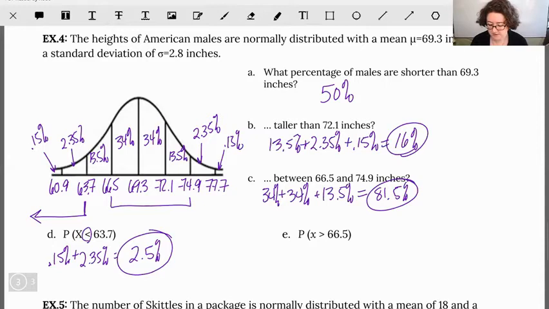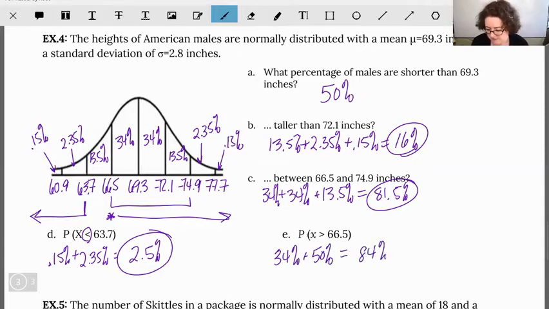Alrighty. So part E, probability that a score is greater than 66.5. So again, we're looking at 66.5 and all the sections above it. We can do this two ways, add up all the sections or subtract the ones we don't want away from 100. I'm going to go ahead and add up the sections. And actually, I'm thinking about this, 69.3 is the halfway point, so I only have to add that extra 34%. So 34% plus the extra 50 to the right-hand side, that's going to give us 84%.